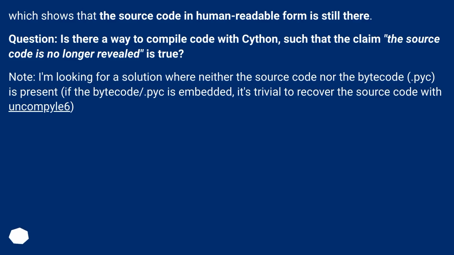Question: is there a way to compile code with Cython, such that the claim the source code is no longer revealed is true? Note, I'm looking for a solution where neither the source code nor the bytecode .pyc is present. If the bytecode .pyc is embedded, it's trivial to recover the source code with uncompyle6.